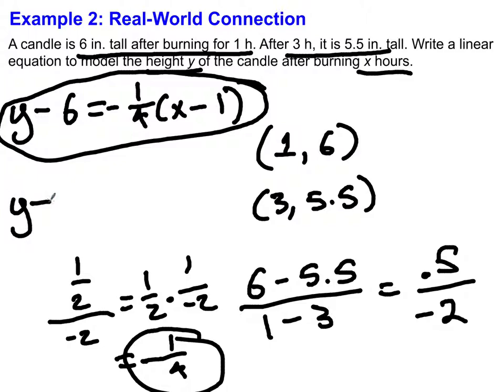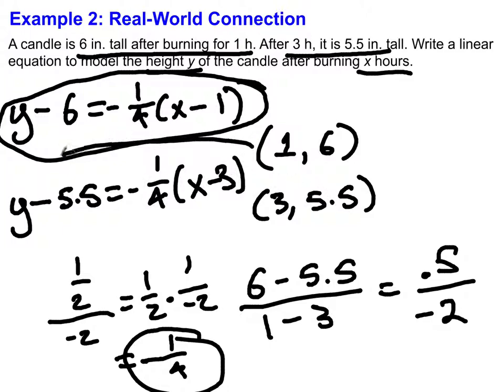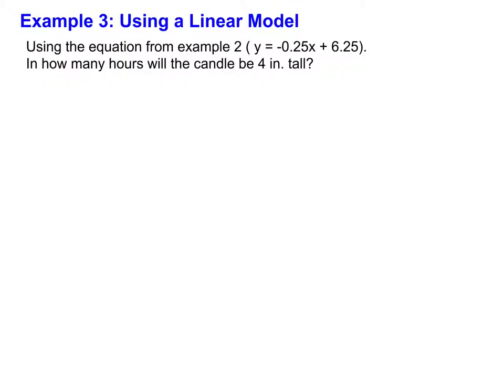Note that this is also the equation of our line. So if you decided to use the second point instead of the first one, you would get this. These are both the same line, and they're both equally correct answers. Example 3. Use the equation from example 2.